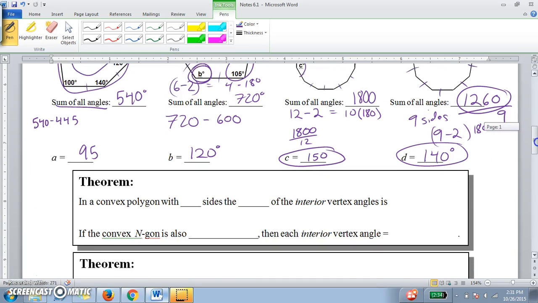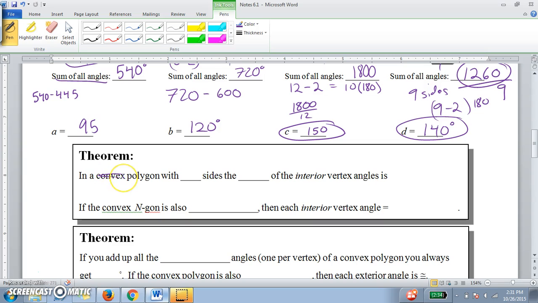So a general rule. In a convex polygon, don't worry too much about that word. We're only going to use convex polygons. So in a polygon with n sides, the sum of the interior vertex angles is, like we've been doing, we take the number of sides and we subtract 2. So n minus 2 times 180, because that's how many triangles can be created inside that shape. And we know 180 degrees are in a triangle. So we take the number of sides in the shape, subtract 2 from it, and multiply by 180.